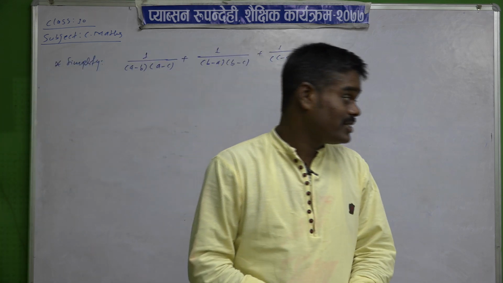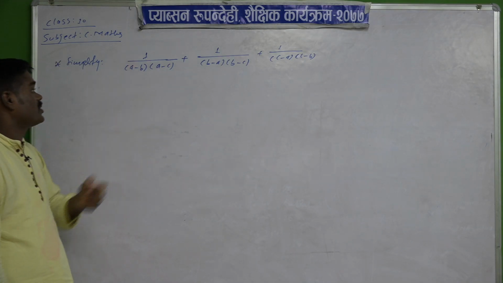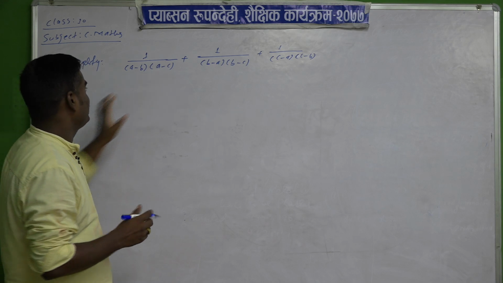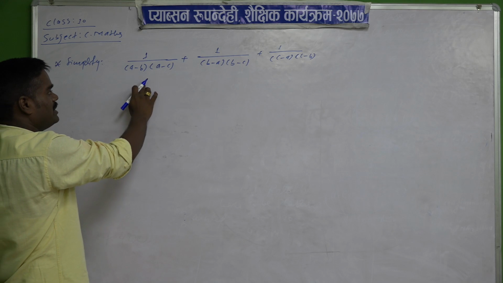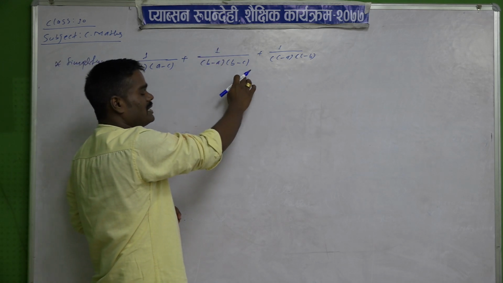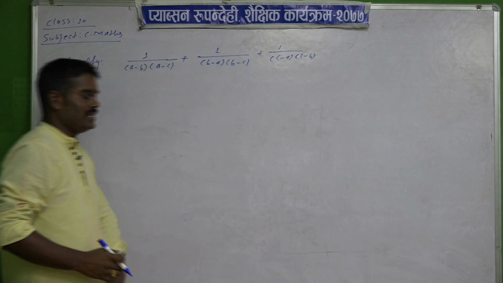Namaste, good morning my dear students. Today we will do some mixed questions. Here we have to simplify 1 upon (a minus b)(a minus c) plus 1 upon (b minus a)(b minus c) plus 1 upon (c minus a)(c minus b).